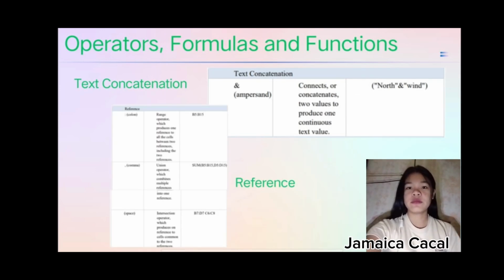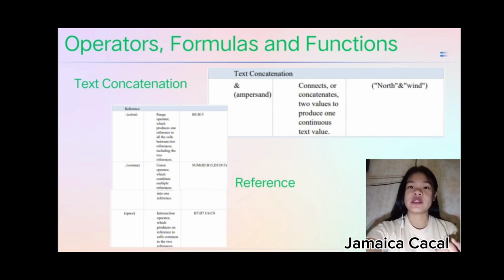And for number 3 is the text concatenation operator, used for joining text. This operator combines text from different cells or adds text to a value. And for last, a reference operator, used for referring to cells or ranges.